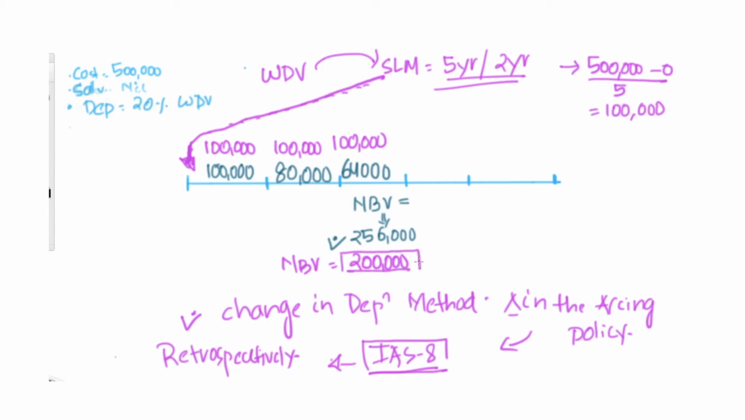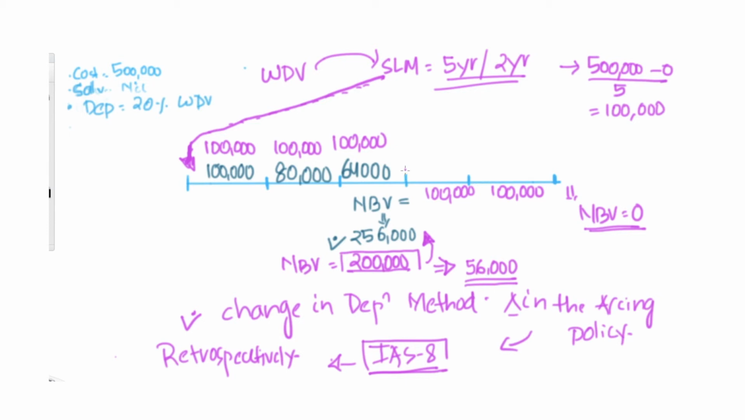However, the net book value right now is $256,000, which means in order to be in parity, we need to reduce the book value of the asset by $56,000. We need to reduce the carrying amount of the asset by $56,000. And similarly, we will start depreciating the asset at $100,000 so that the net book value at year 5 is 0. Now let's look into the journal entry that they need to pass.